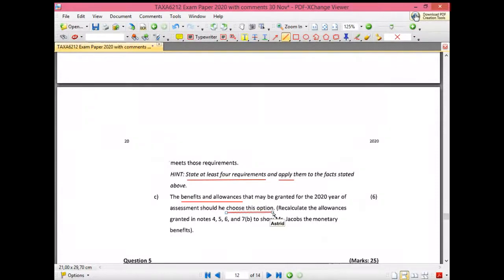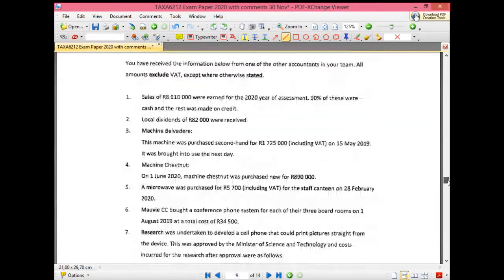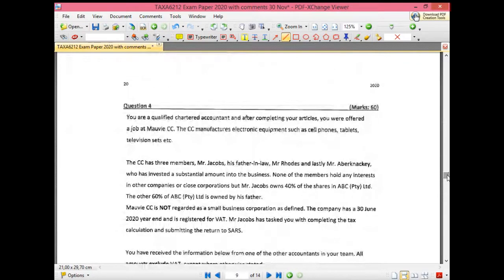So now we are showing if they can register as a small business corporation, what benefit will it have? By reading the required, you already know that I have to do the income tax calculation, but I also have to look out for information to help me answer the small business corporation elements. Okay, so let's go through the question and see what they have given to us. The question is 60 marks, so it would take you an hour to do.